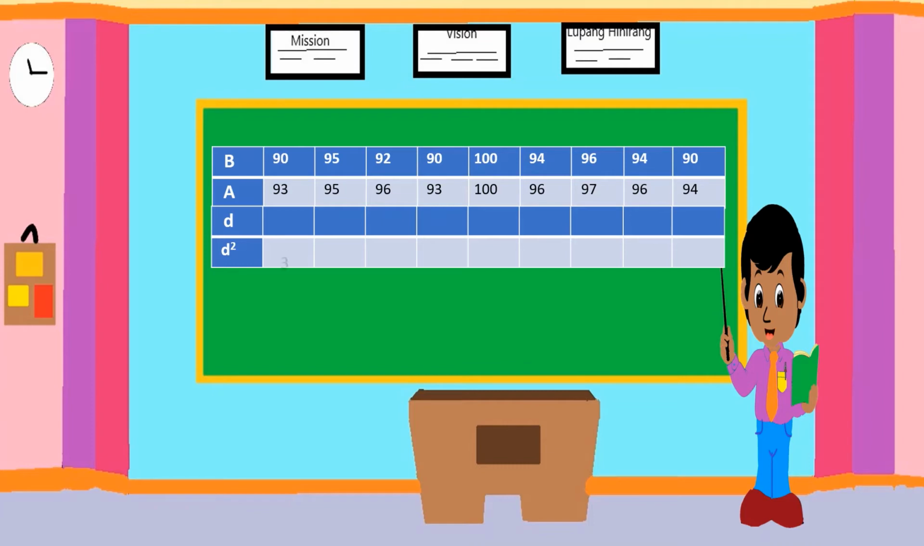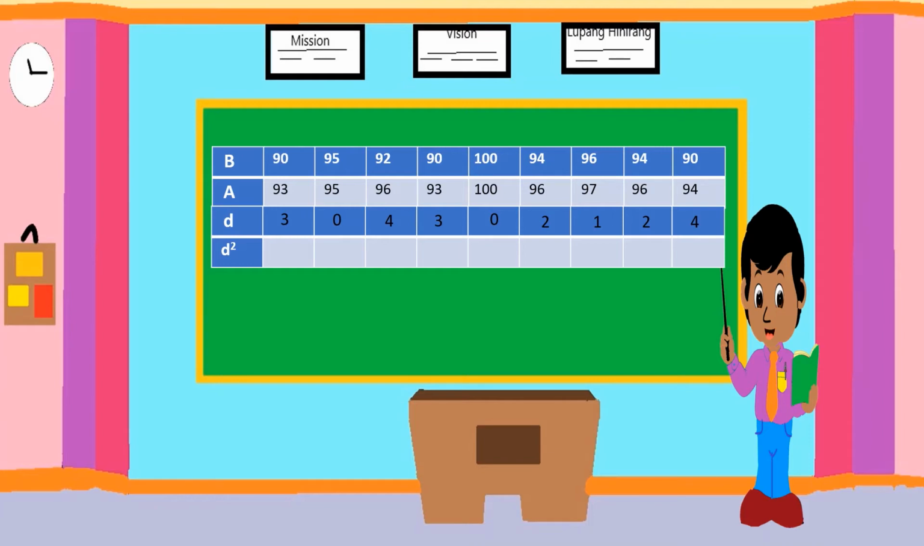First, 93 minus 90 is 3. 95 minus 95, we have 0. 96 minus 92, we have 4. 93 minus 90, we have 3. 100 minus 100 is 0. 96 minus 94, we have 2. 97 minus 96 is 1. 96 minus 94 is 2. And 94 minus 90 is 4.